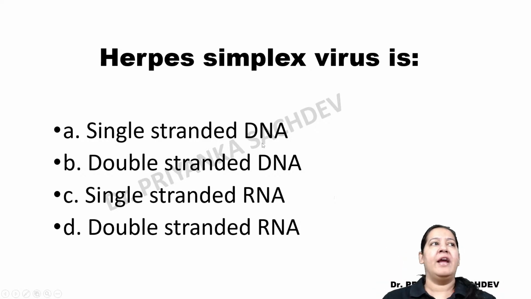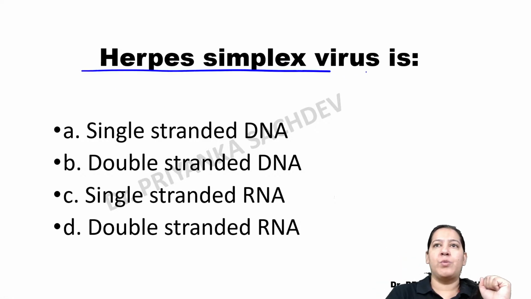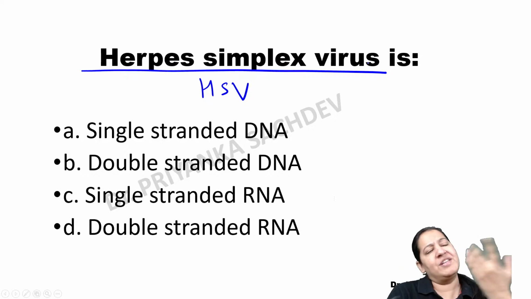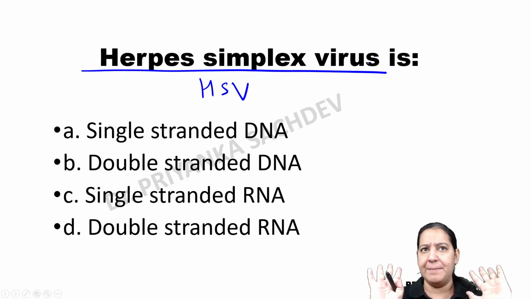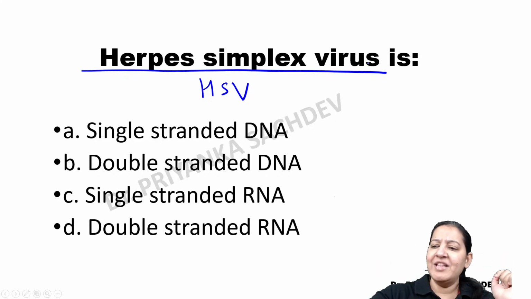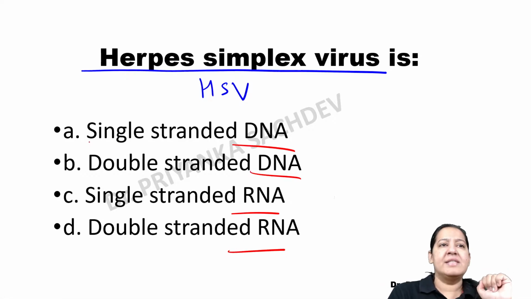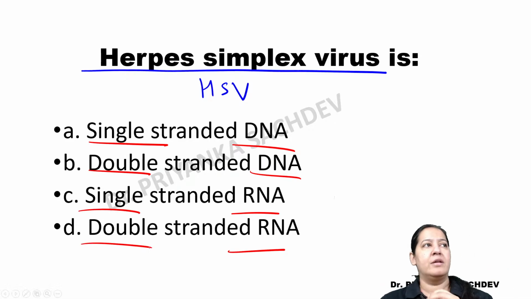The second question in front of you, herpes simplex virus. I am asking about HSV. I have not mentioned 1 or 2, so it can be anything. You tell me the genetic material. Is it DNA or is it RNA? Is it single stranded or double stranded? The 4 options are in front of you. First decide whether it is a DNA virus or RNA virus. If it is a DNA virus, is it single stranded or double stranded?